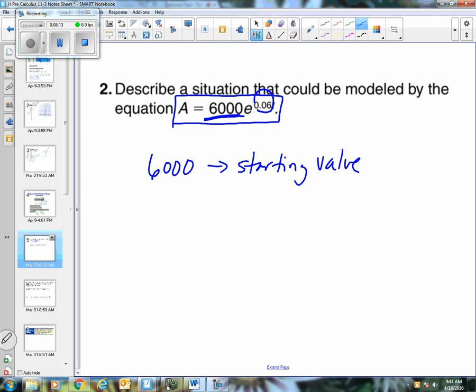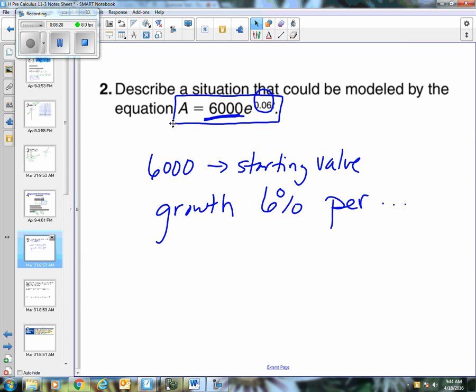And then what does this tell you? Well, it's positive, which means we have growth. And what percent growth would it be? 0.06? That's 6%. So it's a growth of 6% per, and I'm just going to say, I don't know, because it doesn't tell me, but it could be per year, per month, per day, depending on what your scenario is. So we can tell so much information just by knowing what those values are in the formula.